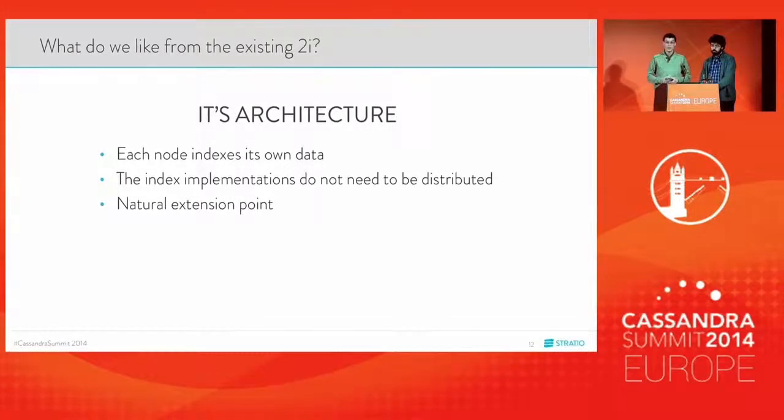This is a natural extension point for Cassandra. You can already implement different indexes. There is an API for this. And you can create them once you have data ingested in the system. And this allows you, once you know that there is a new query that you didn't foresee during the database design, to now fulfill the query.